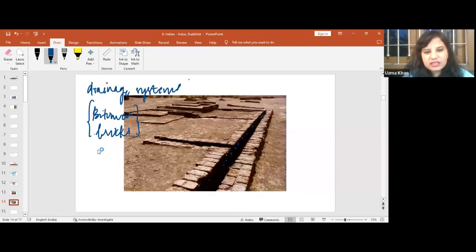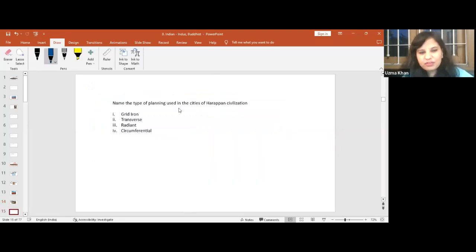What we are seeing over here is the type of drainage system and other things which are being covered. So again, a very obvious question. Name the type of planning used in cities of Harappan civilization: gridiron, transverse, radial, or circumferential?